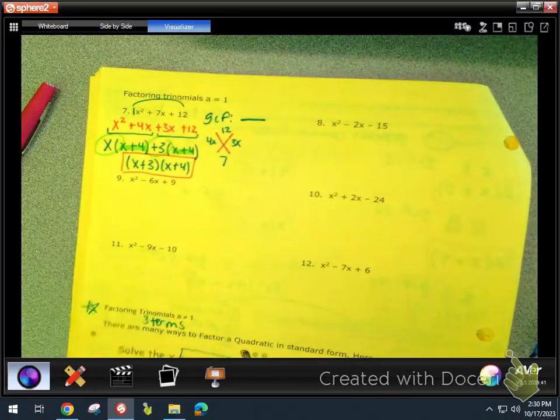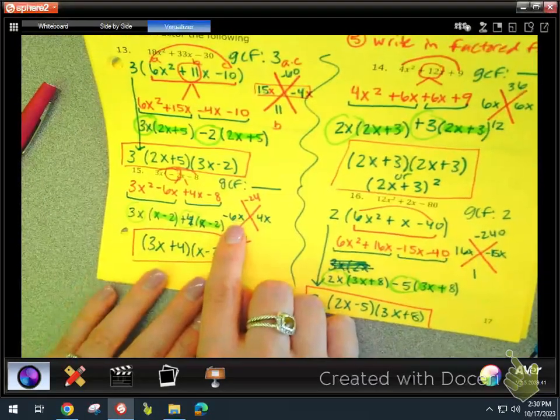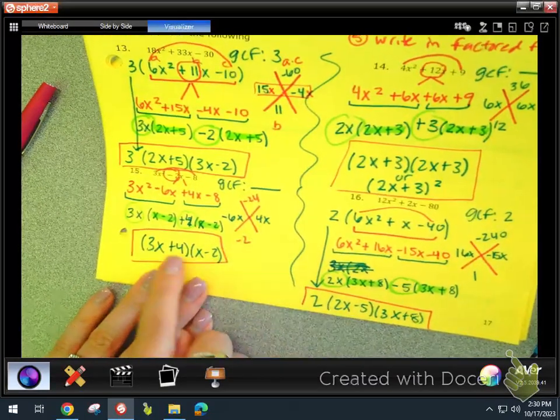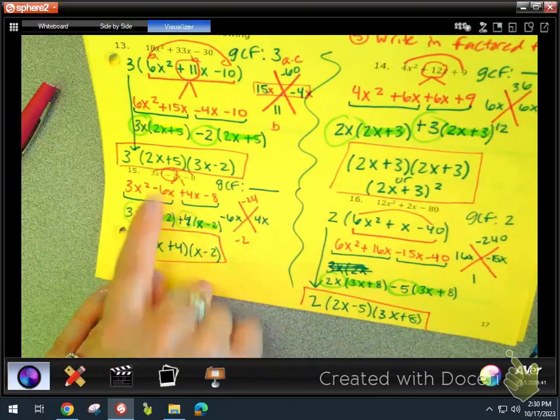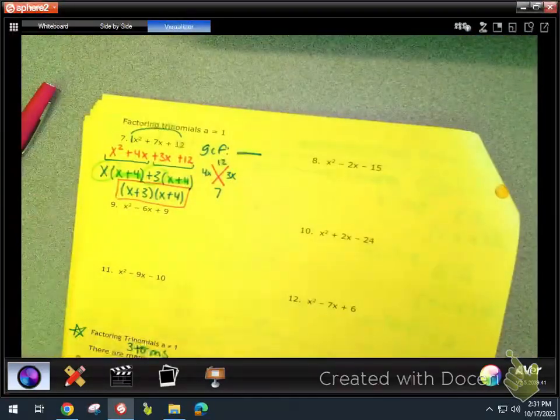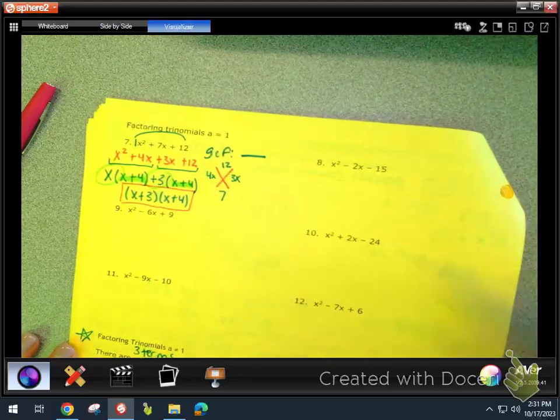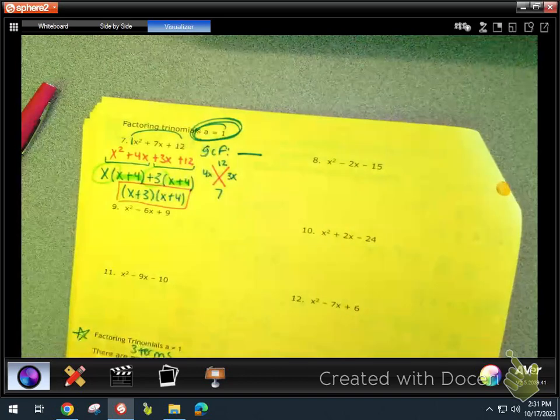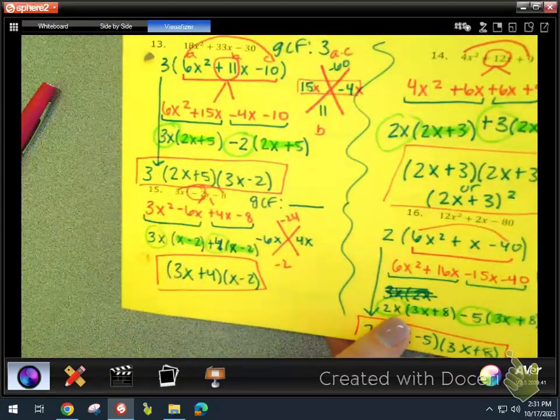Oh, well, yeah. Okay, but did that hold true for this one? -6 and +4. What is the difference between the problems here and the problems here? GCF or positives and negatives. What is the A value on all of this section? 1. What was the A value on all of that section? Not 1. Okay?